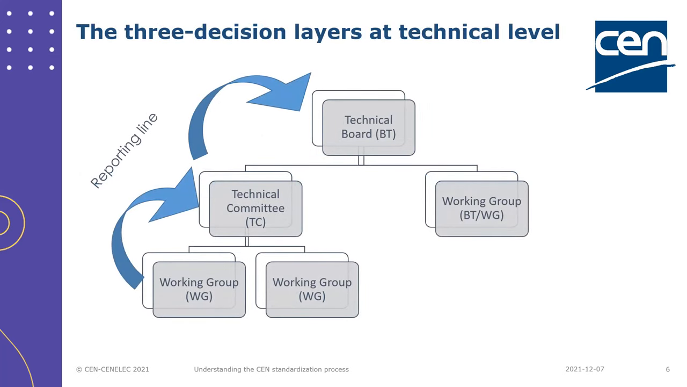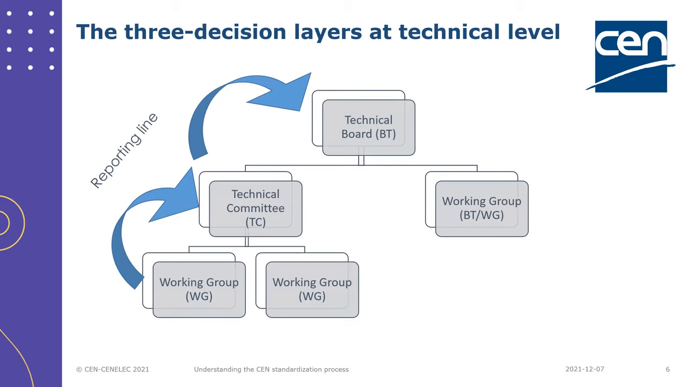There are three decision layers at technical level. The first one is the technical board, and the technical board is responsible for the organization and the planning of the standardization work. The BT is responsible for the rules and procedures, and also for establishing technical committees with precise titles and scopes. Of course, when a technical committee is not needed anymore, the technical board is also responsible for the disbanding of that technical committee.